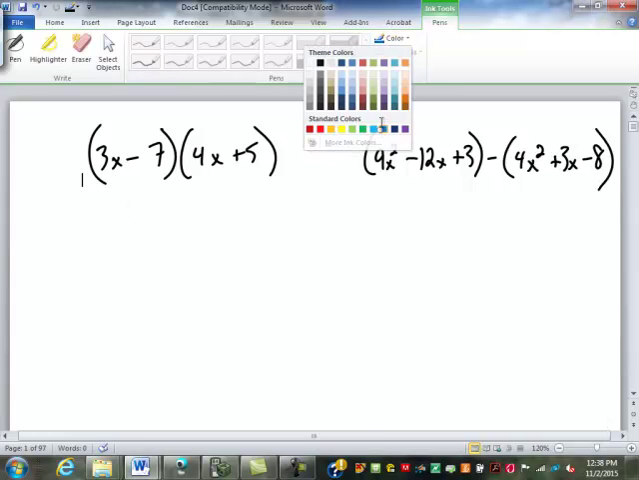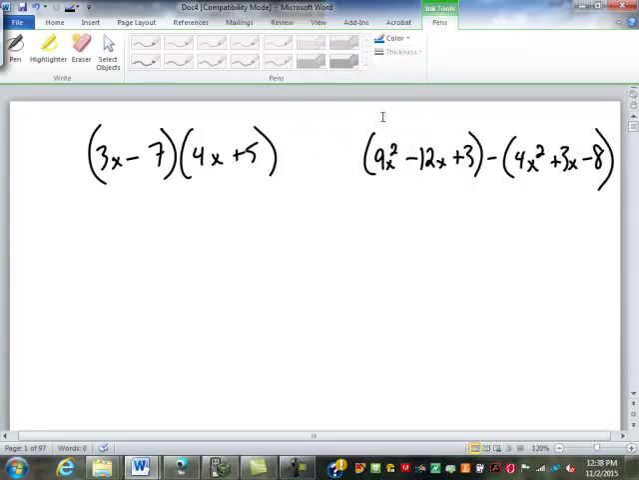Okay, so for the first one here, what do we have to do? Foil, distribute, whatever you want to call it. We're just going to multiply them out. 3x minus 7, 4x plus 5.